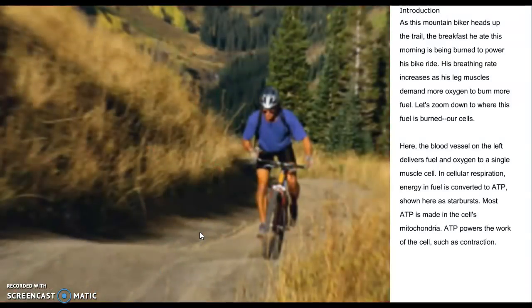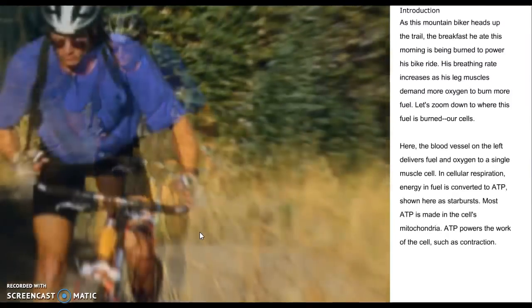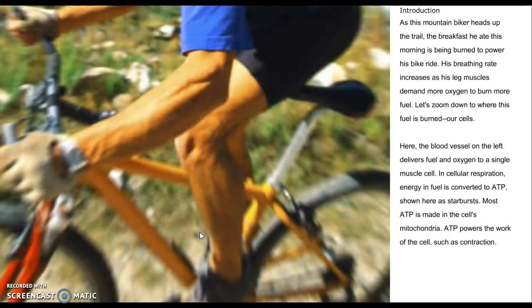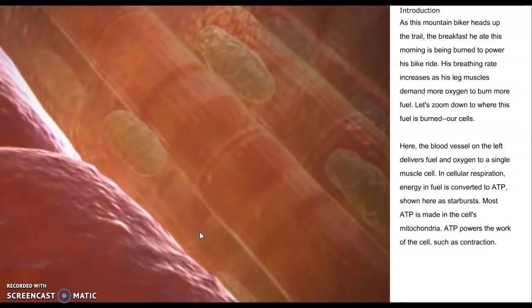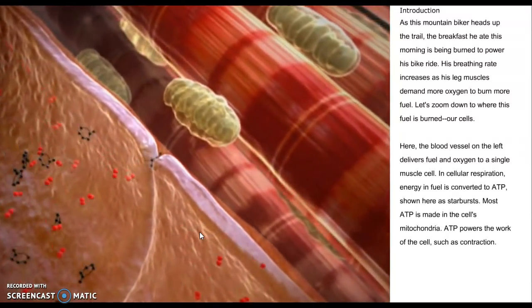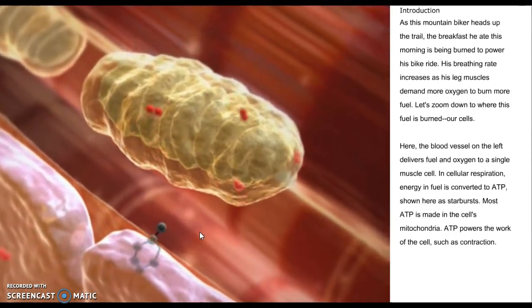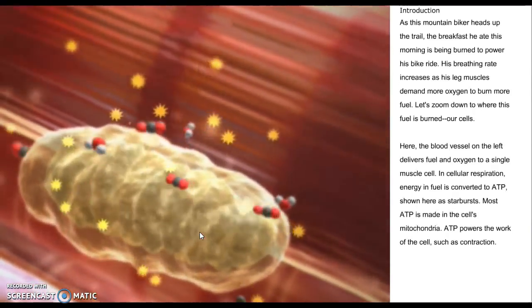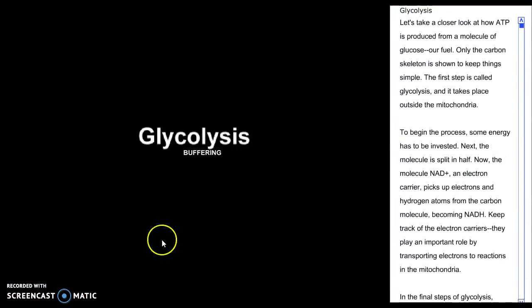As this mountain biker heads up the trail, the breakfast he ate this morning is being burned to power his bike ride. His breathing rate increases as his leg moves. More fuel. Let's zoom down to where this fuel is burned, our cells. Here, the blood vessel on the left delivers fuel and oxygen to a single muscle cell. In cellular respiration, energy and fuel is converted to ATP, shown here as starbursts. Most ATP is made in the cell's mitochondria. ATP powers the work of the cell, such as contraction.